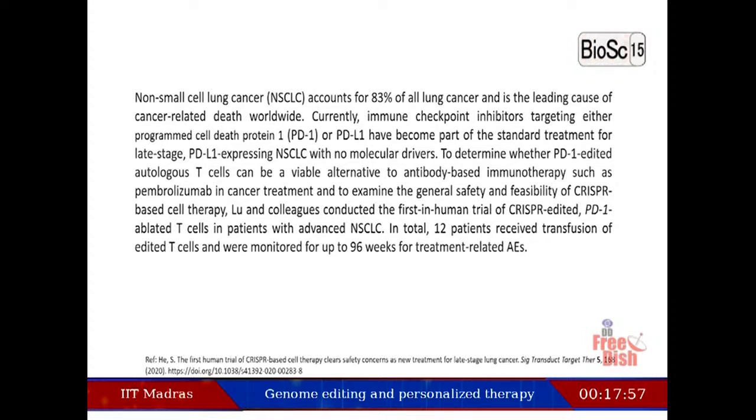Non-small cell lung cancer. NSCLC accounts for 80% of all lung cancer and is the leading cause of cancer related deaths worldwide. Currently, immune checkpoint inhibitors targeting either programmed cell death protein 1 or PDL1 have become part of the standard treatment for late stage PDL1 expressing NSCLC with no molecular drivers.